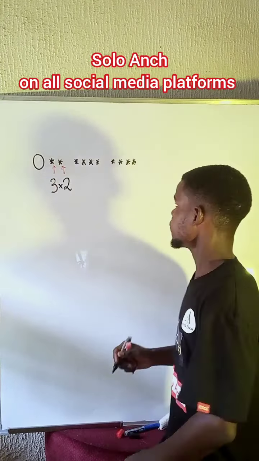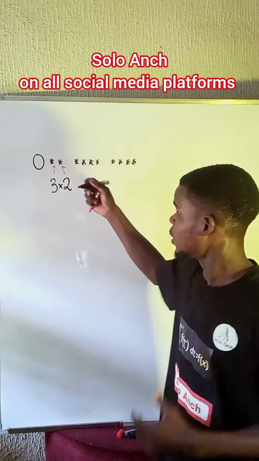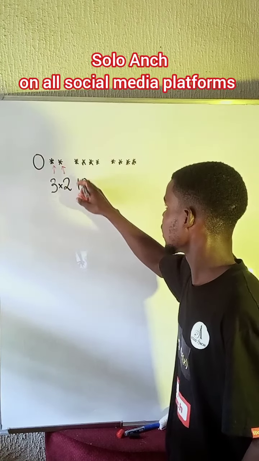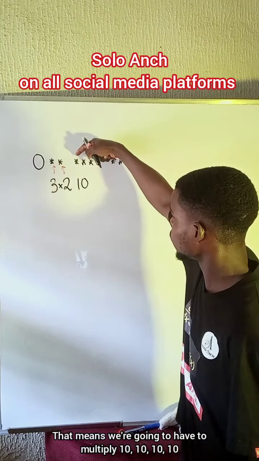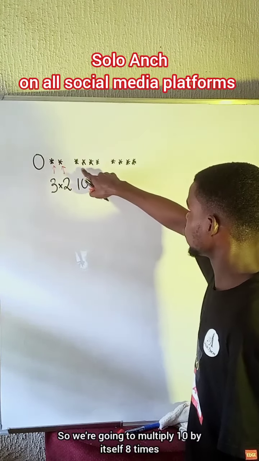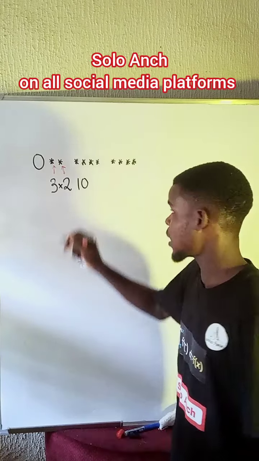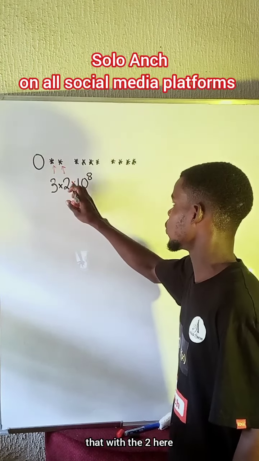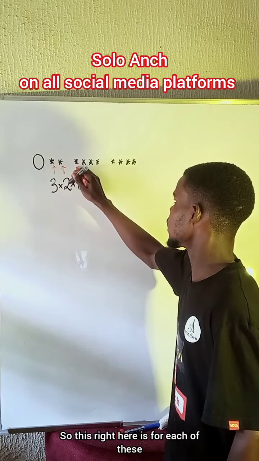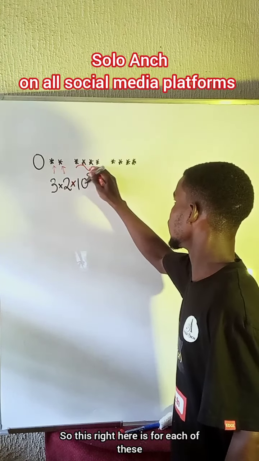Okay, so from the fourth digit to the 11th digit, what happens? Well, like I said, there are 10 possible digits here from 0 to 9, right? So the number is going to be 10. But that will be the same thing for these other digits. That means you're going to have to multiply 10, 10, 10, 10. So you're going to multiply 10 by itself 8 times. That's the same thing as saying 10 raised to the power of 8. Then we're going to multiply that with the 6 here.